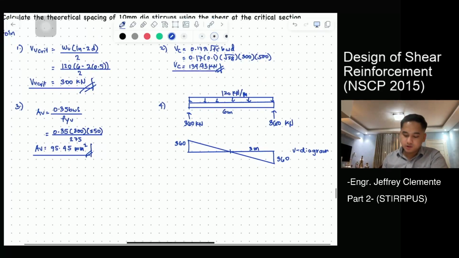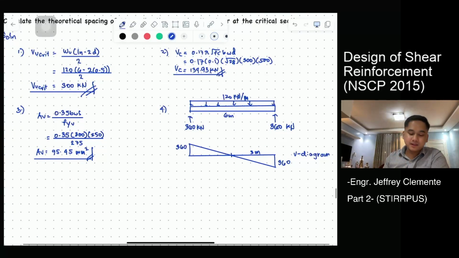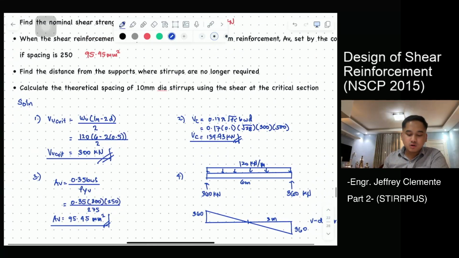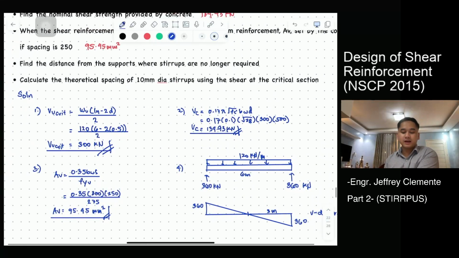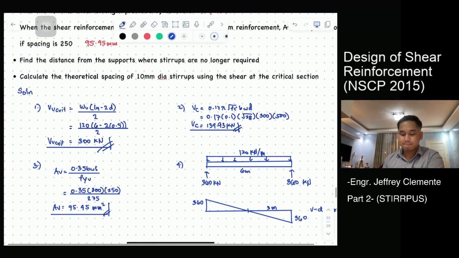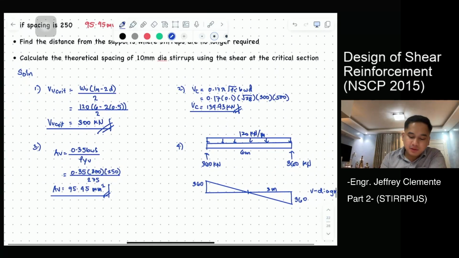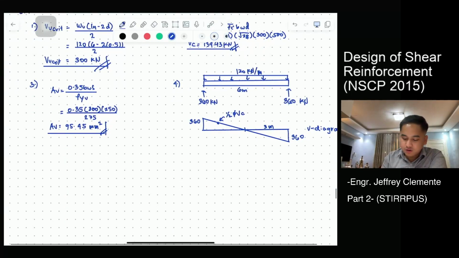Okay? So, kailangan, mahanap natin, tinatanong kasi, saan daw yung lugar from the base of the support na hindi na kailangan ng stirrups. Diba? So, kailangan mahanap natin yung part na ito. Let's say, for example, ito siya. Kailangan mahanap mo yung part na 1/2 phi VC. Okay? So, let's solve 1/2 phi VC.